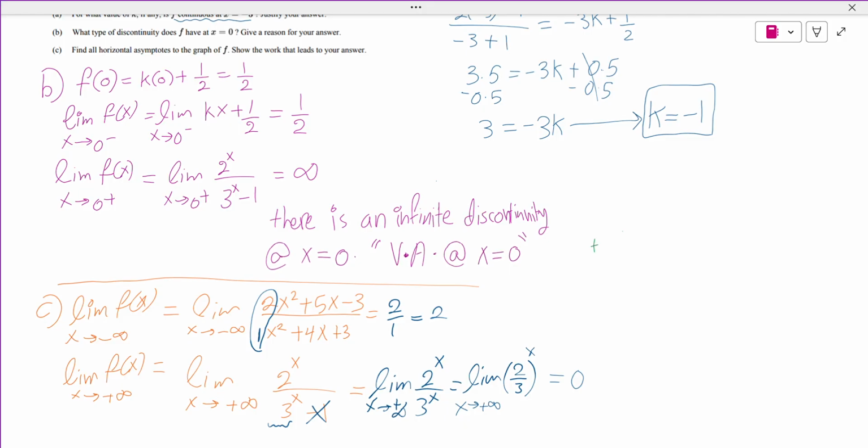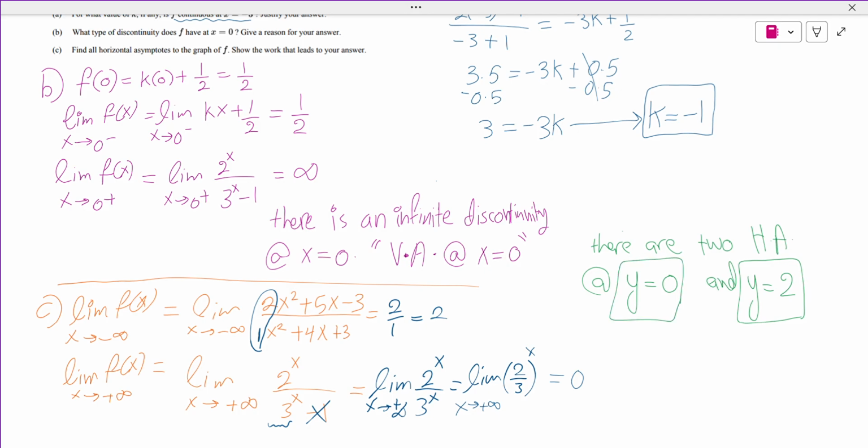So there are two horizontal asymptotes, HA, horizontal asymptote at y equals 0 and y equals 2. So these are the two horizontal asymptotes.